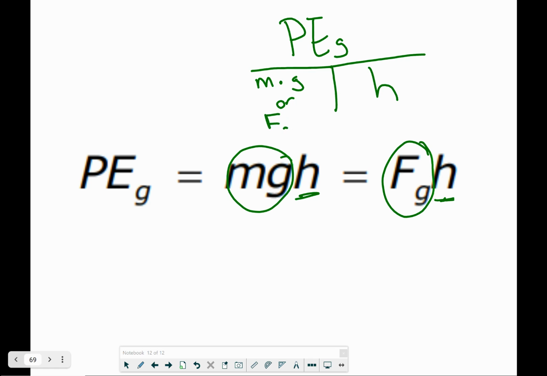F sub G. So if they give you a mass, it's going to be in some version of grams. You're going to use this equation. If they give you a weight and it'll be in newtons, you'll have this one. Again, all you're dealing with is the T right now. You'll understand the rest of this later.